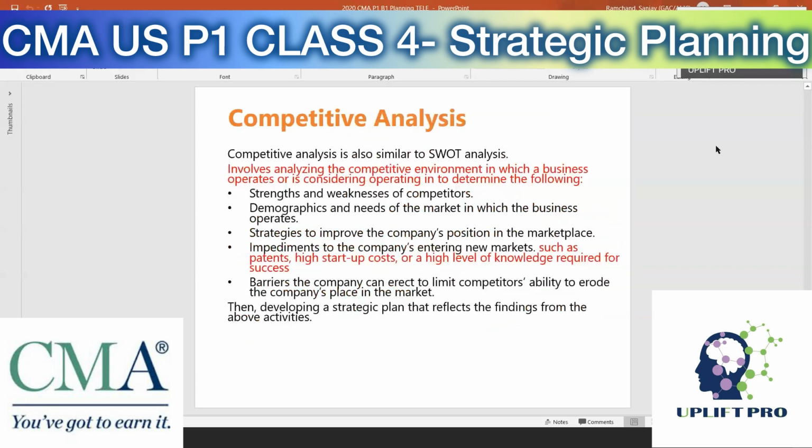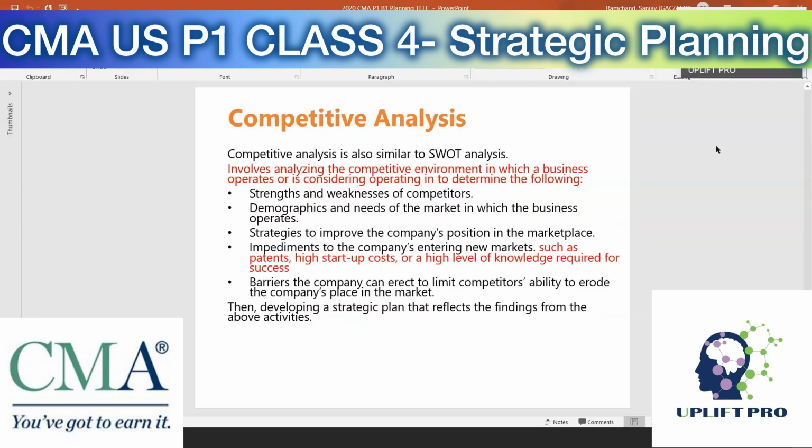Competitive analysis. Competitive analysis is very similar to SWOT analysis. It involves analyzing the competitive environment in which a business operates or is considering operating to determine the strength and weakness of the competitors, demographics and needs of the market in which the business operates, strategies to improve the company's position in the marketplace, impediments to companies entering new markets such as patents, high startup cost, level of knowledge required, barriers the company can erect to limit competitors' ability to erode the company's place in the market. So all these. Then developing a strategic plan that reflects the findings from the above activities.